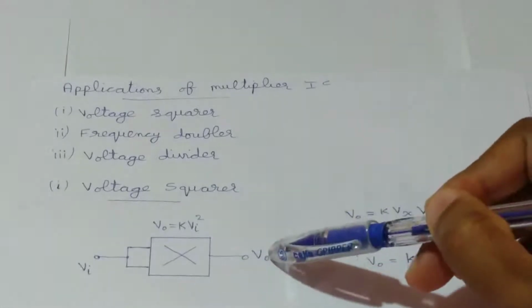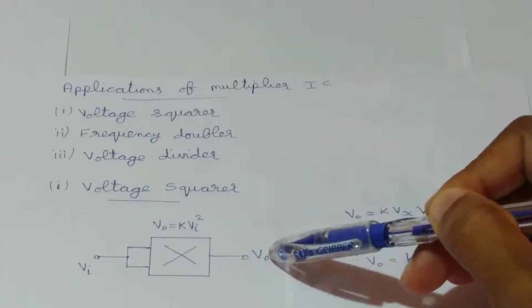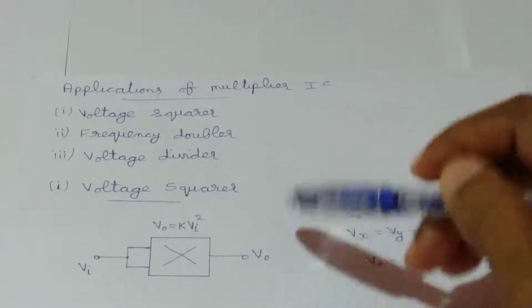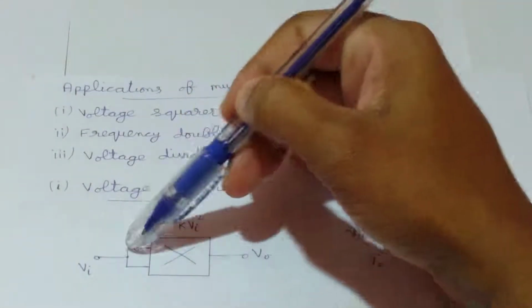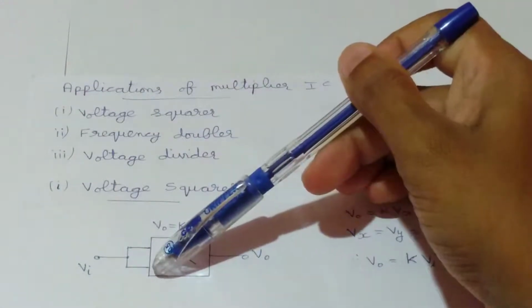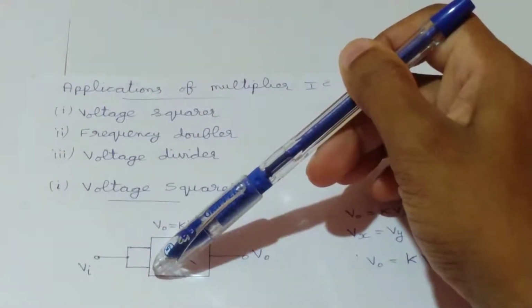So this figure shows the analog multiplier IC connected as a squaring circuit. To obtain a squaring circuit, we need to apply the same input voltage to both Vx and Vy input terminals. What will happen if we apply the same input voltage to both Vx and Vy?